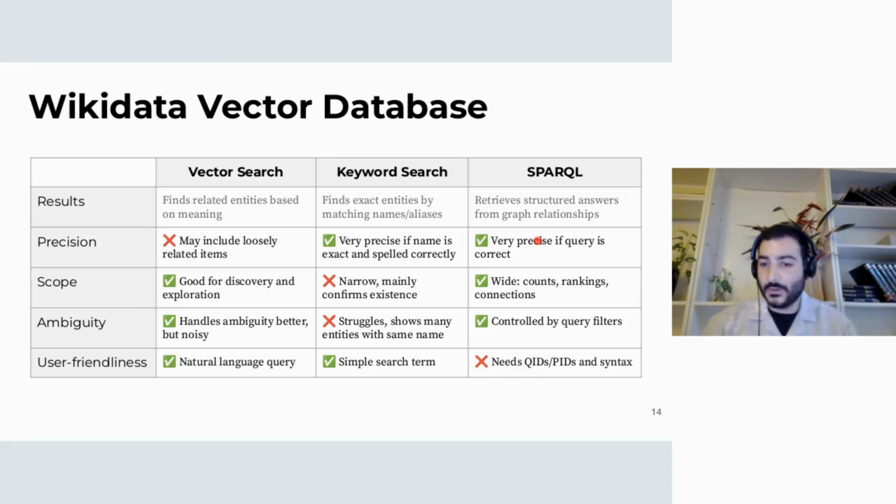The only thing that SPARQL struggles with is knowing the syntax, understanding how SPARQL works, but also understanding how Wikidata is structured in a particular domain and knowing the identifiers that you want to query on. But vector search and keyword search are easy to use because they have natural language interfaces.